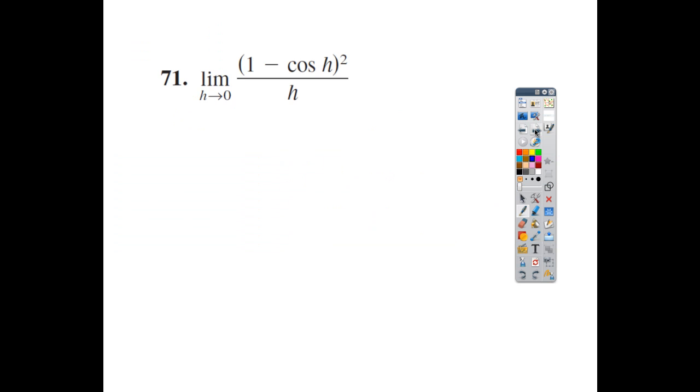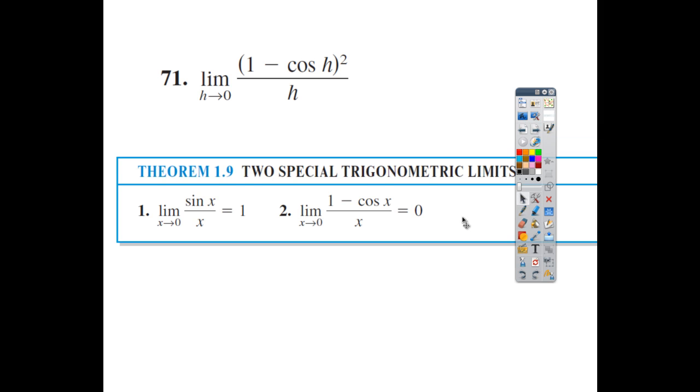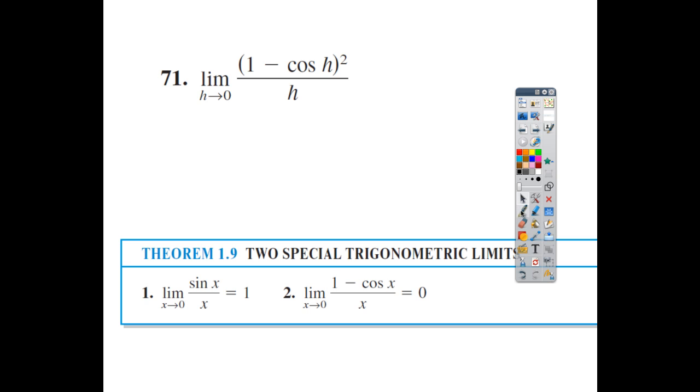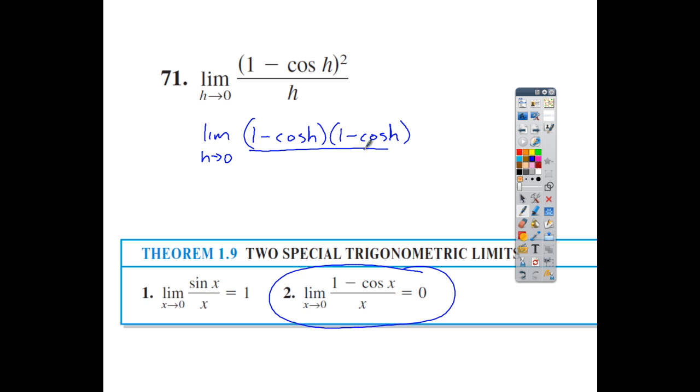And the last problem from our book, we're going to look at the limit as h goes to 0 of 1 minus cosine of h, quantity squared, all divided by h. Now this one, we're using the second limit property. So now I've got the limit as h goes to 0 of 1 minus cosine of h times 1 minus cosine of h, all divided by h.